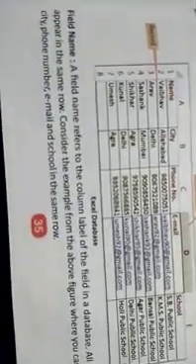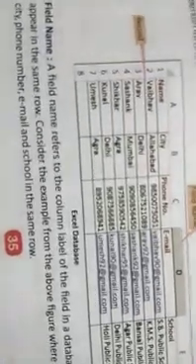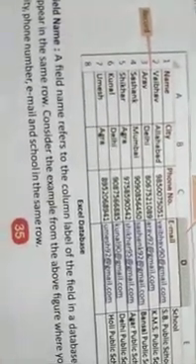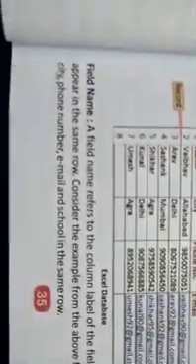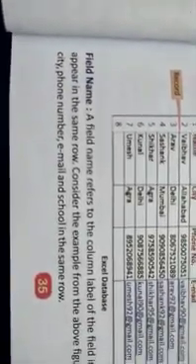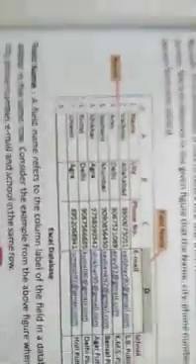Now field name. A field name refers to the column label of the field in a database. What is field name? A name of the column. All the field names appear in the same row. Consider the example from the above figure. You can see name, city, phone number, email. These are in the same row, and these are examples of field names.